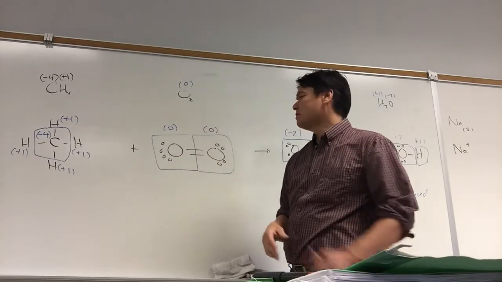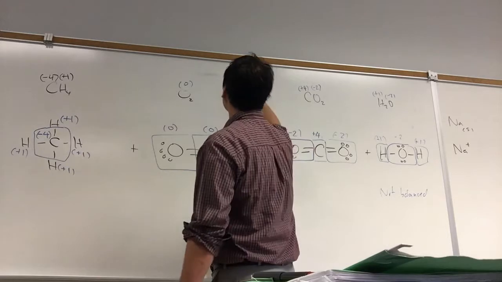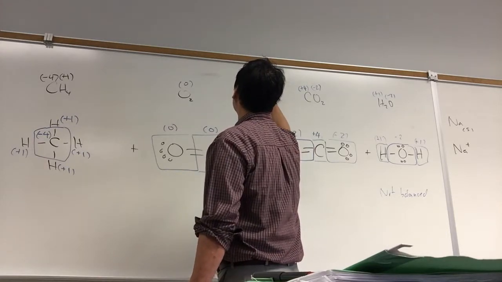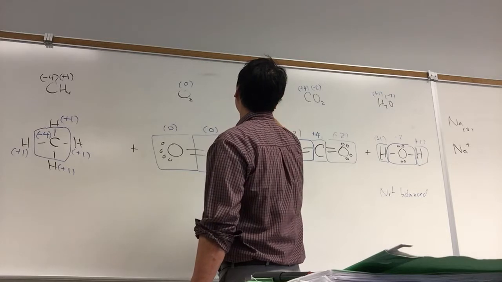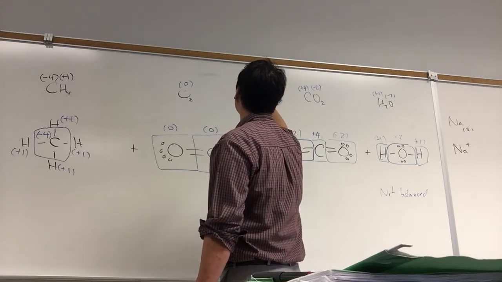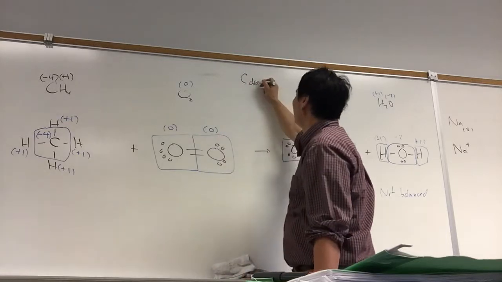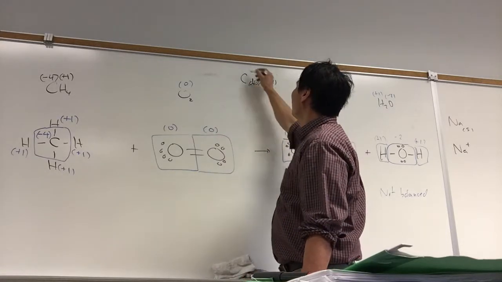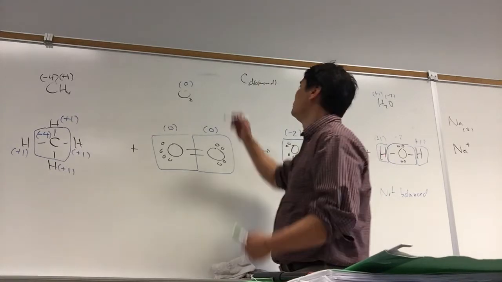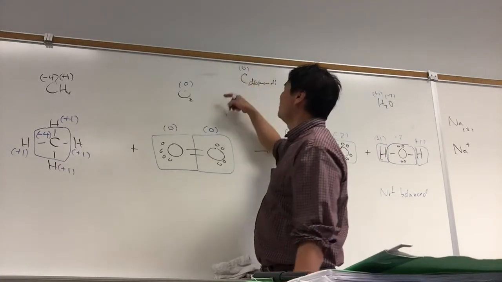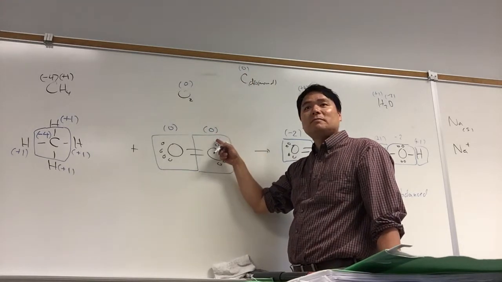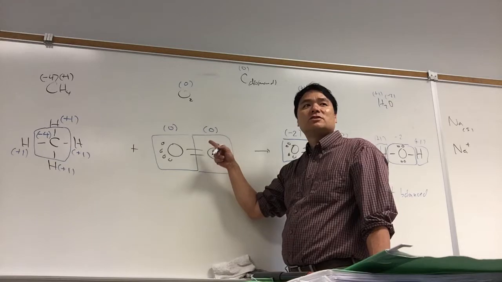Whereas a 0 for something like this, diamond. You know diamond? How do you spell diamond? D-I-A. Diamond has an oxidation state of 0. And so, does this 0 mean the same as this 0? It's the same number, but it's totally different.